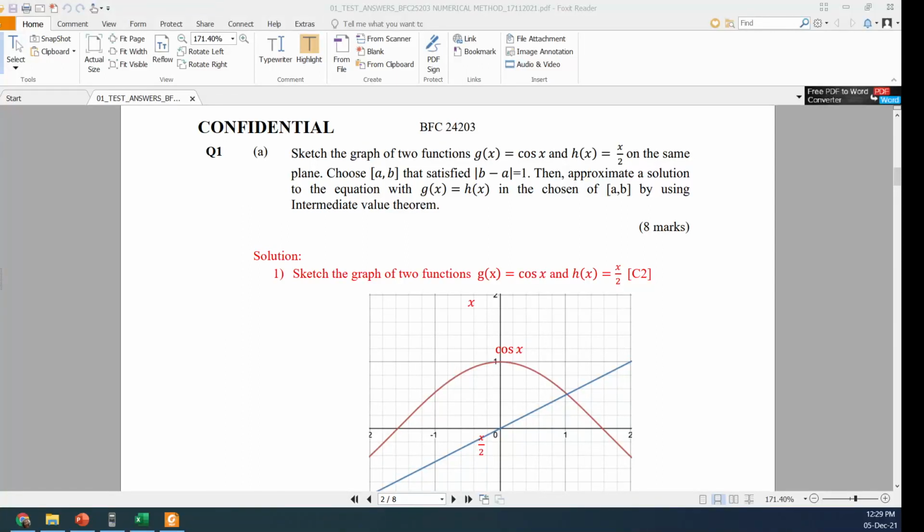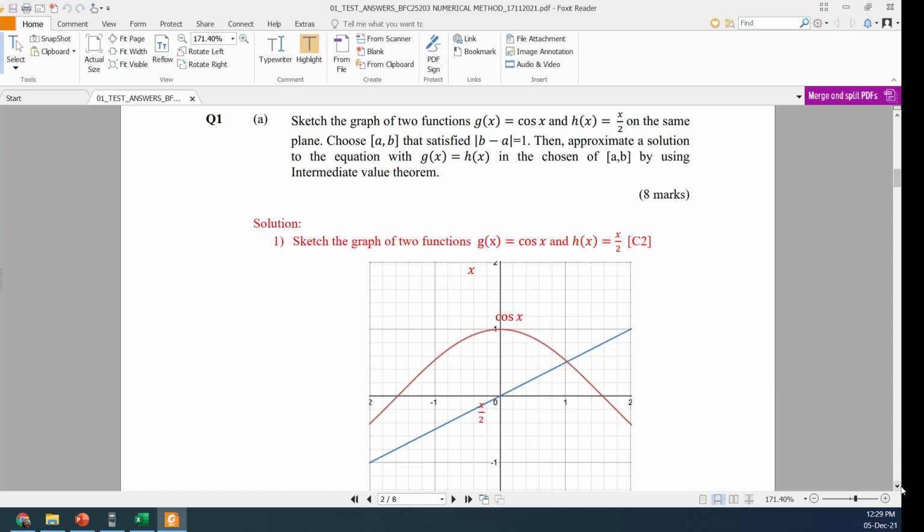Okay, question 1a for your test. Sketch the graph of two functions g(x) equals cos x and h(x) equals x over 2 on the same plane. Choose a, b that satisfy the magnitude of b minus a being 1 unit. Then approximate a solution to the equation g(x) equals h(x) in the chosen interval [a, b] by using the intermediate value theorem.